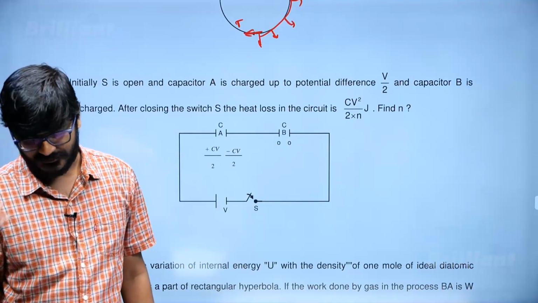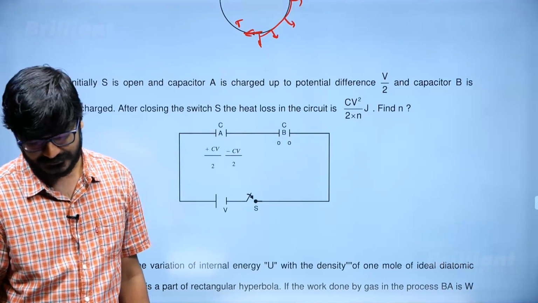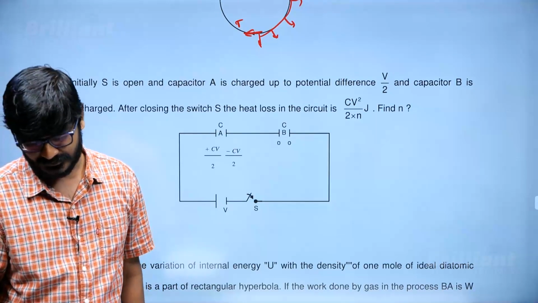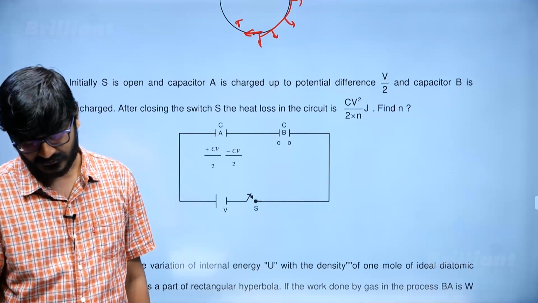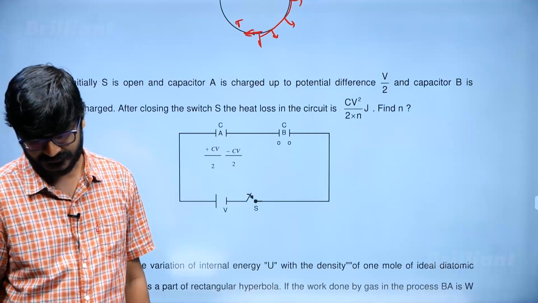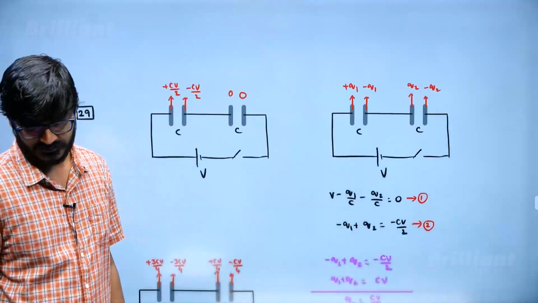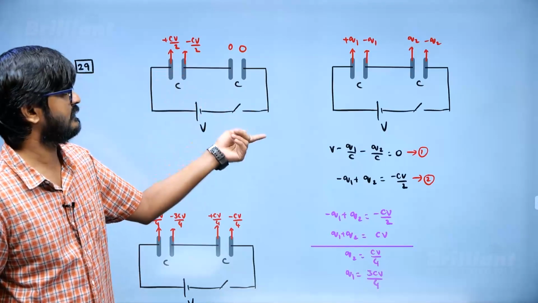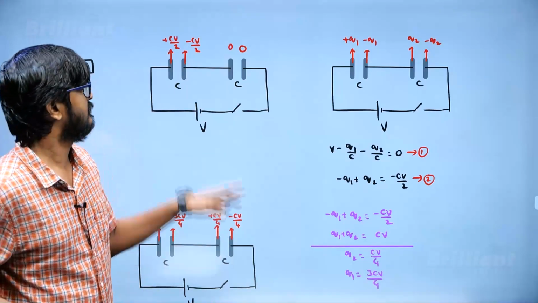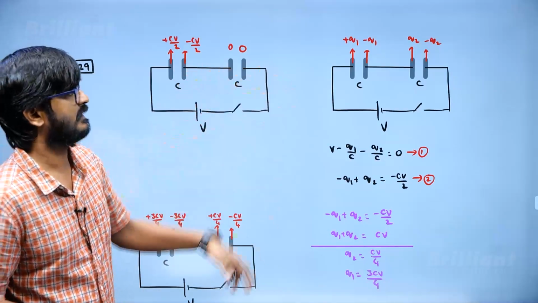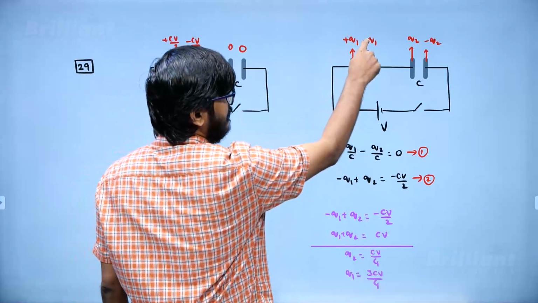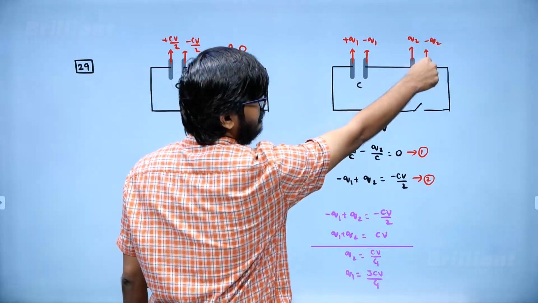Initially the switch is open and capacitor A is charged up to potential V by 2 and B is uncharged. After closing the switch, find the heat loss in the circuit. So how it looked initially, it looked like this. When you close the switch, what will happen? This charge will change, this charge will change. Let me say this charge is Q1, then this will become minus Q1. Let me say this charge is Q2, this will become minus Q2.